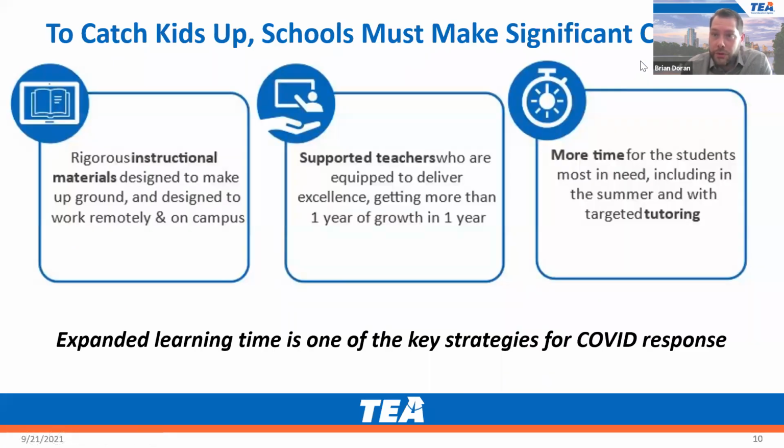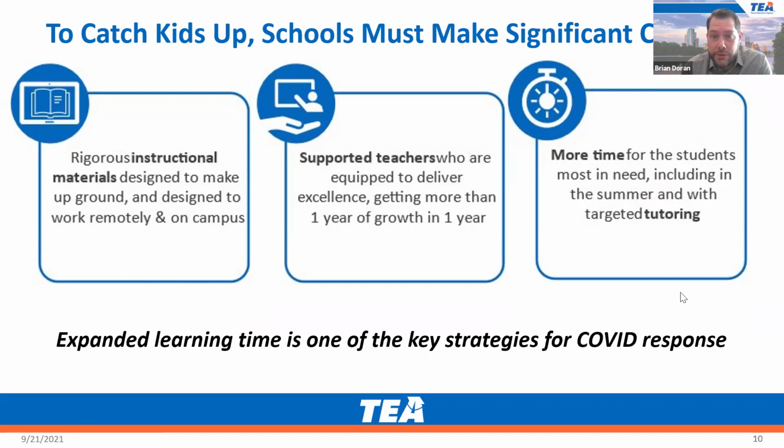And so we know in order to catch our students back up, we need to make some significant changes. This can look like rigorous instructional materials. This can look like supported teachers. And then this can also look like more time for students and making sure that those students have the opportunity to make up that instruction and accelerate that instruction.